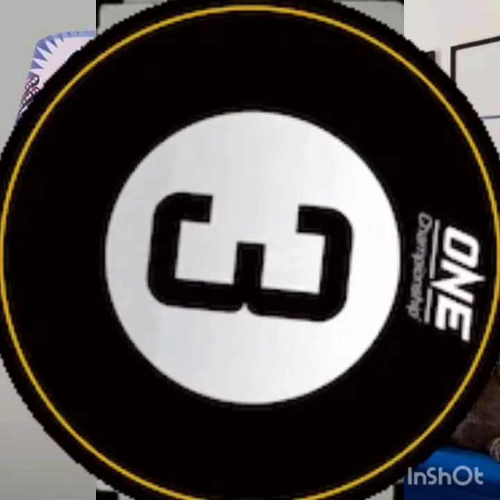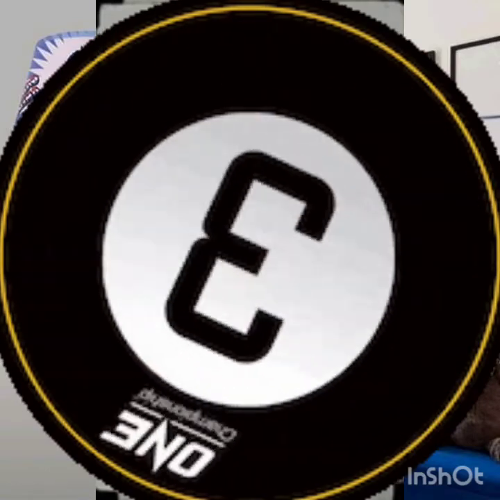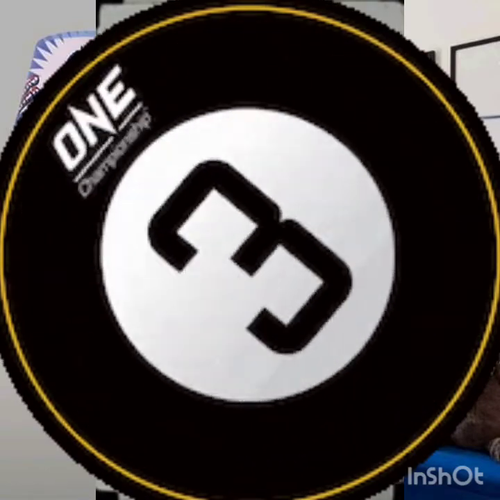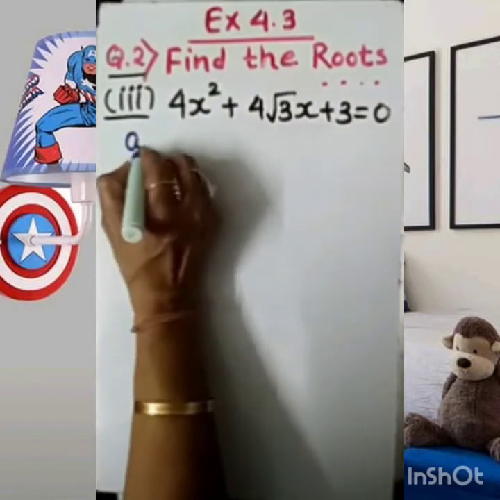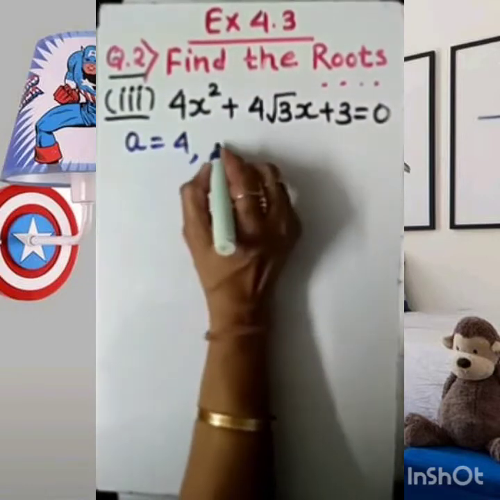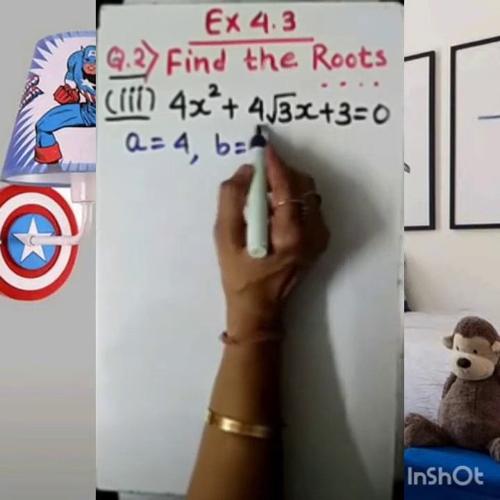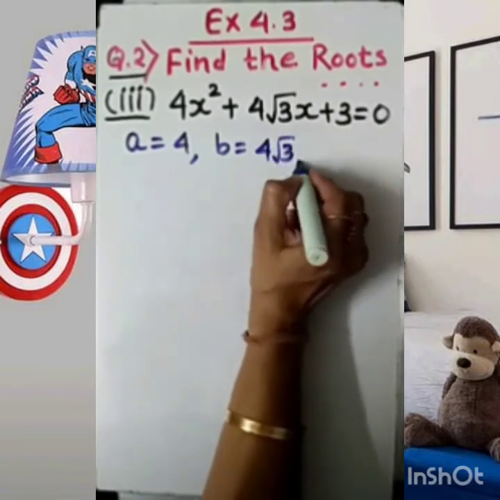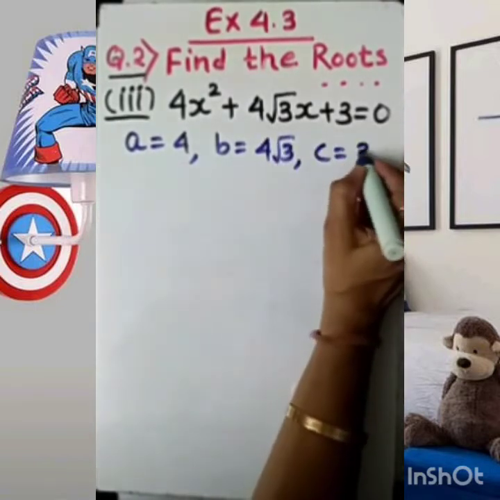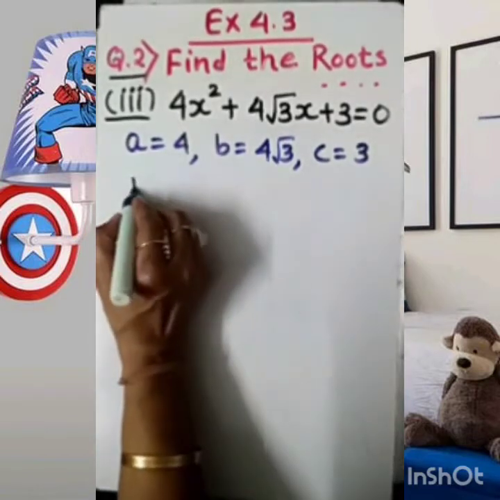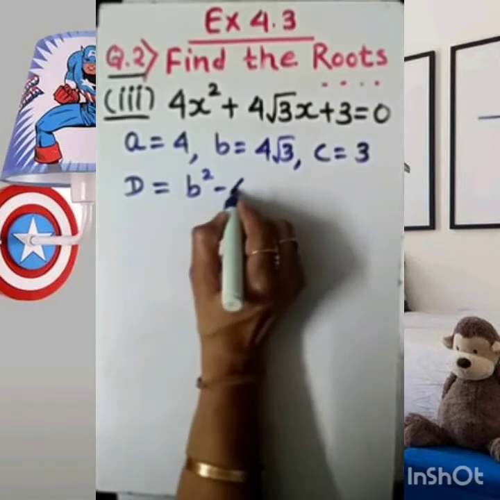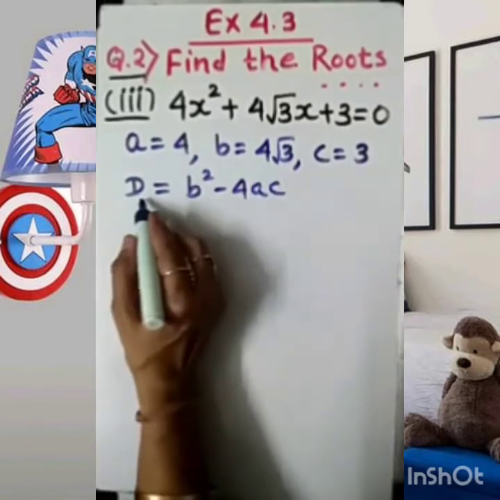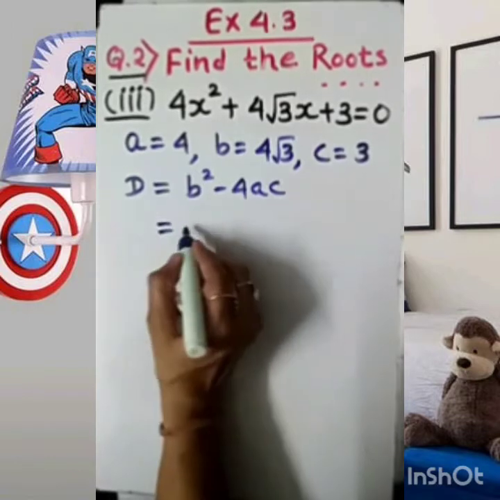So in question number 2, the third equation, we are given 4x square plus 4 root 3 x plus 3 equal to 0. So let's compare with the standard form. A equal to 4. What is B? B is the coefficient of x, that is 4 root 3. Agree? What is C? C is equal to 3. So let's work out the discriminant. D equal to B square minus 4AC.